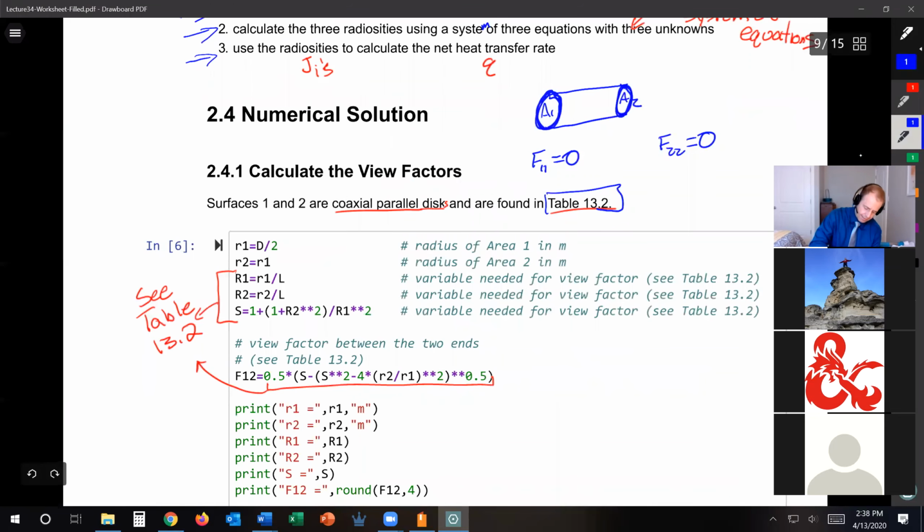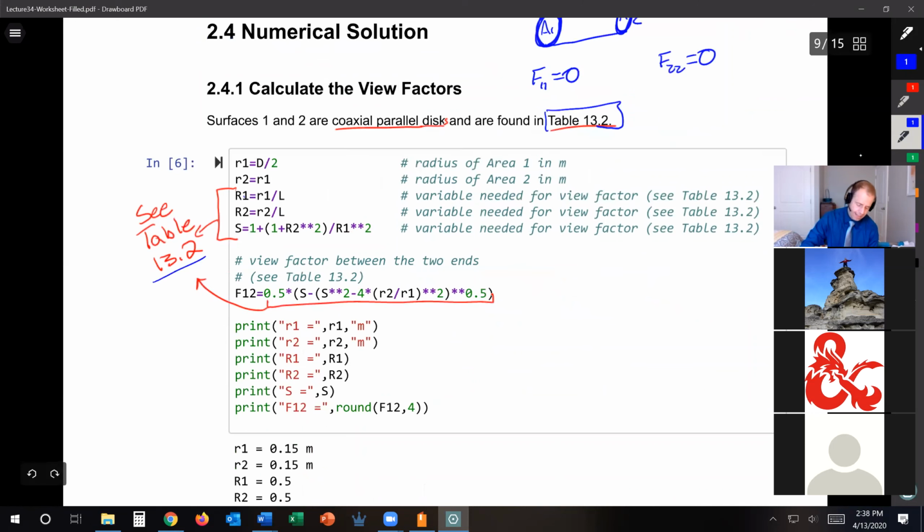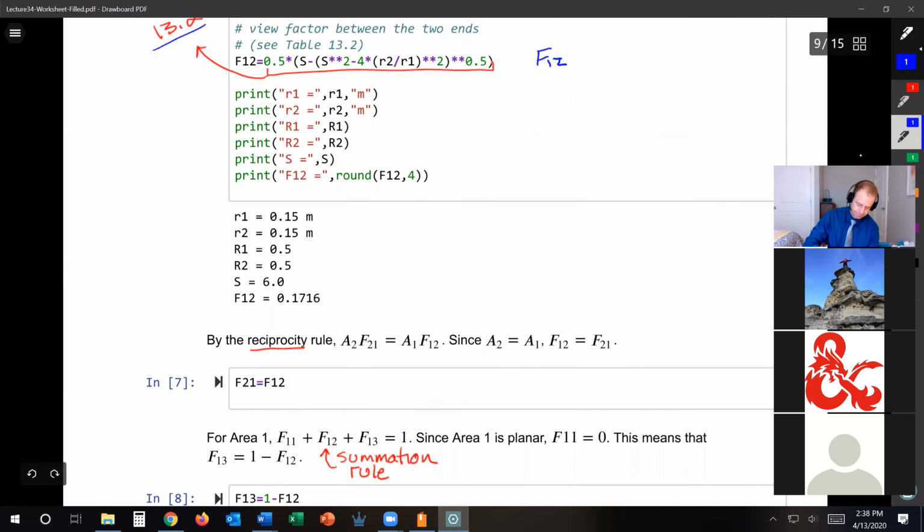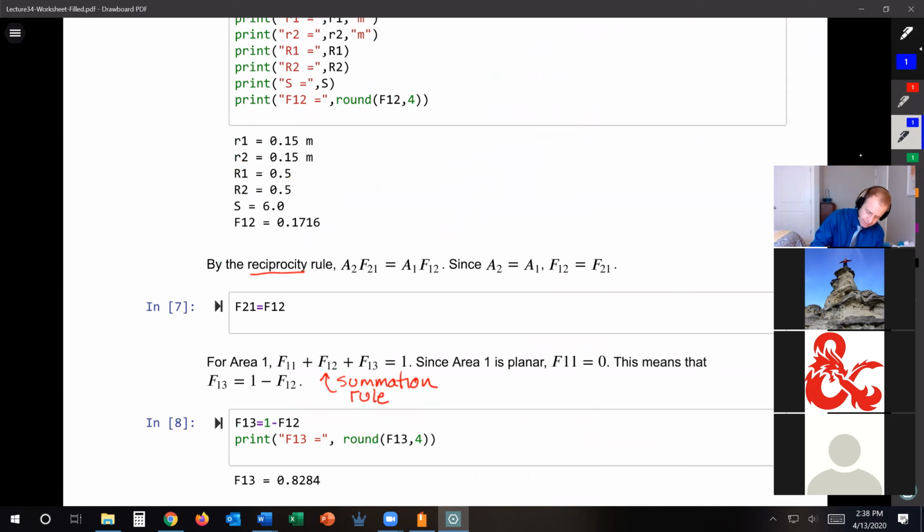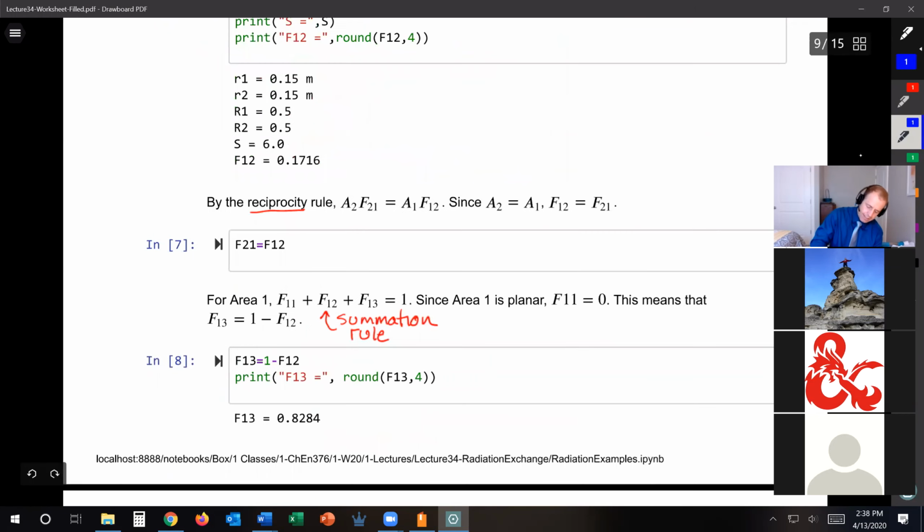And so that's what I do first. I calculate big R1, big R2, again from table 13.2, and S. There's no rhyme or reason to this. I just pull it out of the recipe. And then I get F12. So now I have F12, and I can start using my rules from there to get other things. I know F12, and I know by reciprocity that I can get F21. And also remember that area 1 is equal to area 2 in this cylinder. So F12 has to equal F21. That's what I do next.